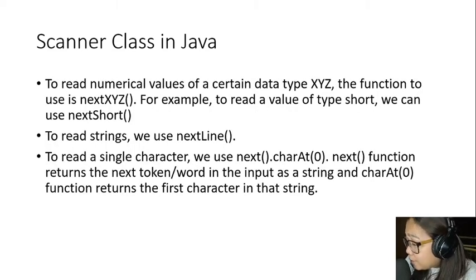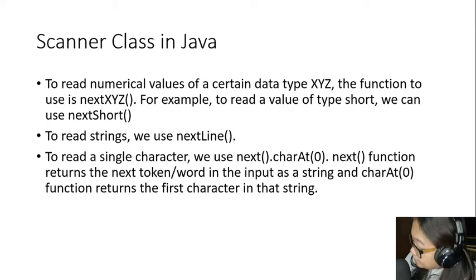Okay, so what does it do? To read numerical values of a certain data type XYZ, the function to use is nextXYZ. For example, if you need the value of short, we use nextShort. If we need int, we use nextInt. If we need double, we use nextDouble. If we need float, we use nextFloat. And if we read strings, we use nextLine. And if we need a character, we use next, then charAt.